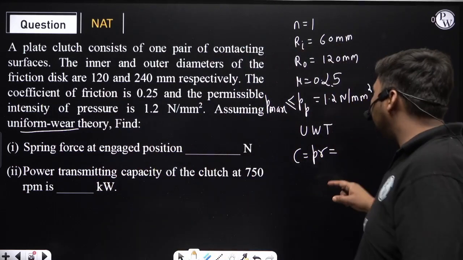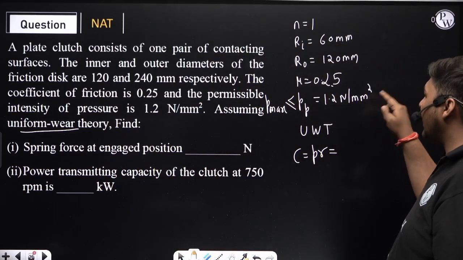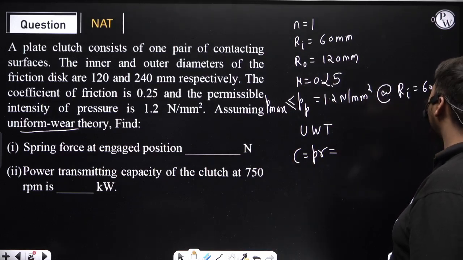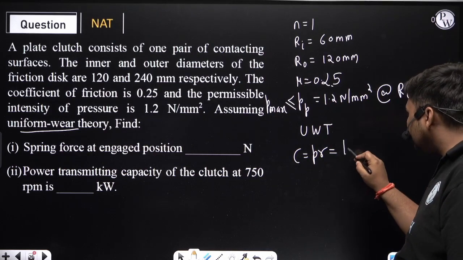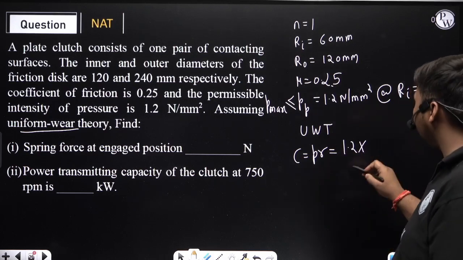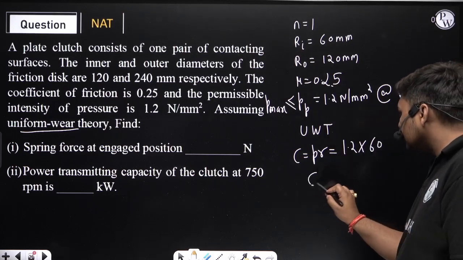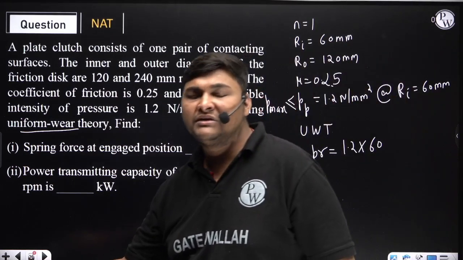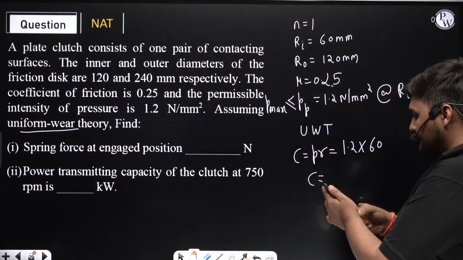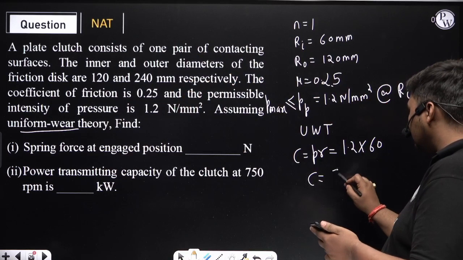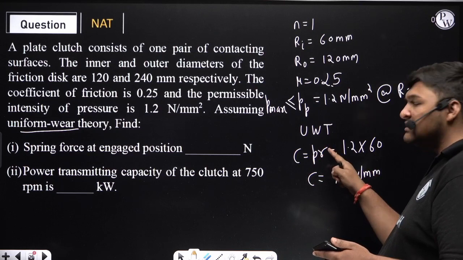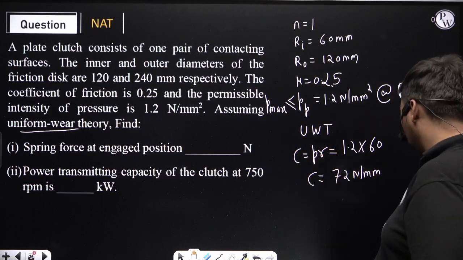So here P max is given 1.2 Newton per mm square, and pressure will be maximum at inner radius, and here inner radius is 60 mm. So if I replace P by P max, which is 1.2, and R will be 60 mm, from this expression we can calculate the value of C. C is coming 1.2 into 60, that is 72 Newton per mm, because it is Newton per mm square times mm, so C will come in Newton per mm.